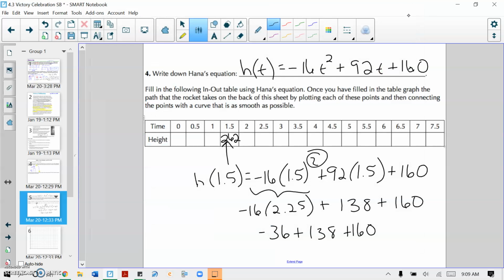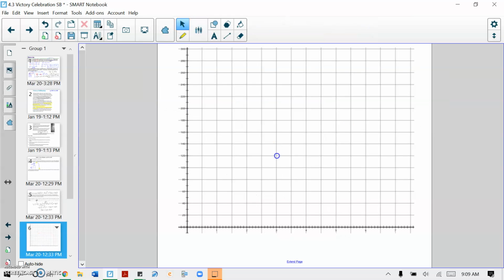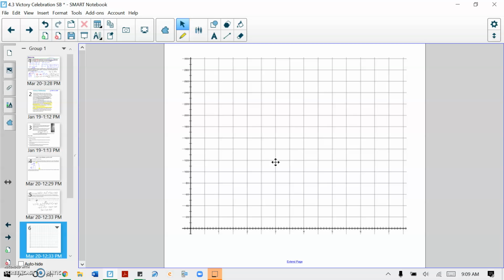Pause the video at this point in time to fill in the rest of that table. All right, you should have your table filled out. What I would like you to do is, on a piece of graph paper, or making a sketch or something like that, just try to graph-ish a picture of what this looks like.